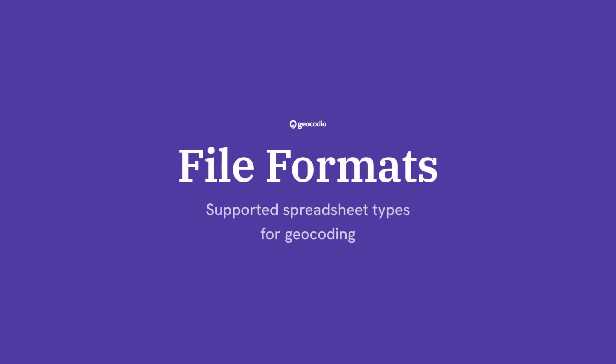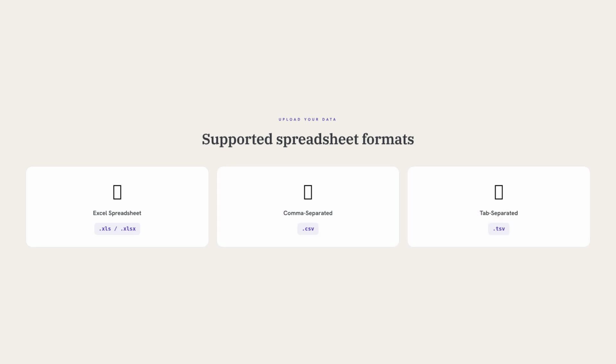In this guide, we'll cover the file formats you can upload to Geocodio. Whether you're using Excel, CSV, or TSV, Geocodio makes it easy to geocode your spreadsheet data. You can upload spreadsheets of addresses to Geocodio in 3 formats: Excel spreadsheets, that's .xls or .xlsx files, comma-separated spreadsheets, .csv, and tab-separated spreadsheets, .tsv.